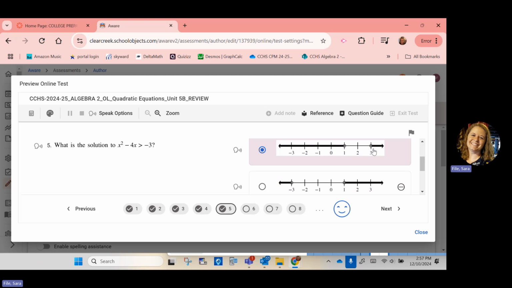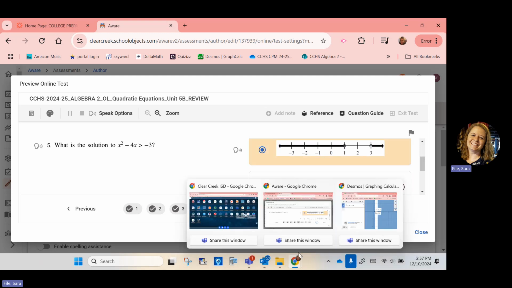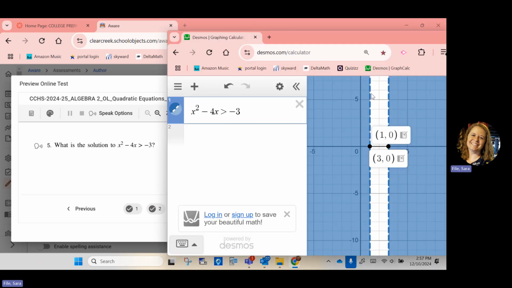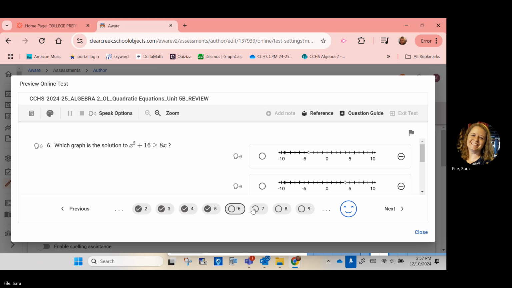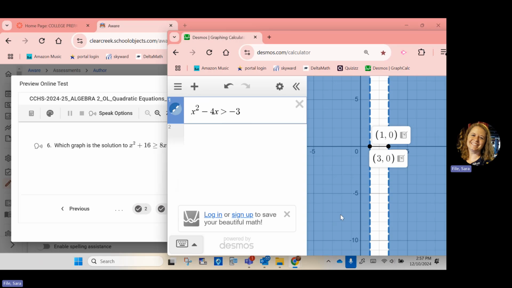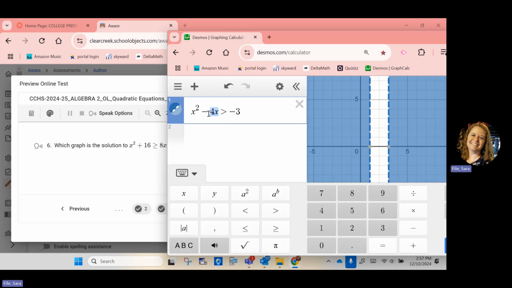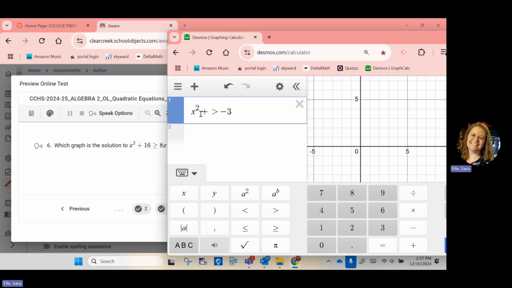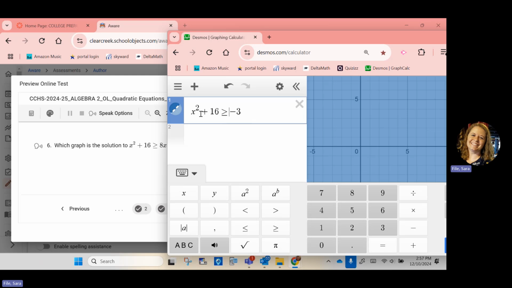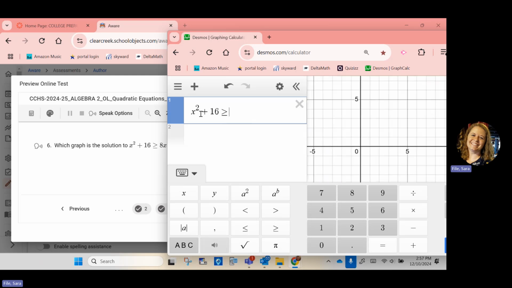And notice these were all open circles, and Desmos showed us that they should be open circles because it showed a dashed line. It would be a solid line if those were supposed to be solid points. The graph of the solution, okay, same thing. We're just going to do this in Desmos. We've got x squared plus 16 is greater than or equal to 8x.